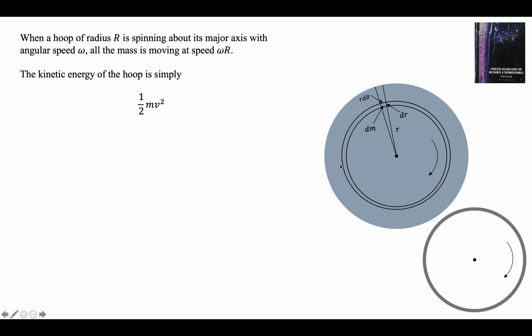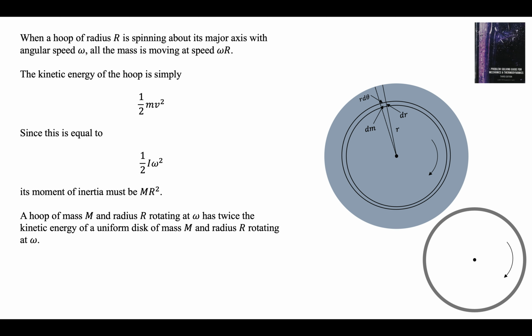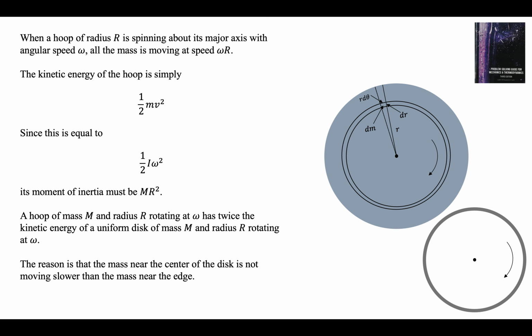So the kinetic energy is 1/2 mv squared because all of the mass is moving at v. You don't need to integrate. If we set this equal to 1/2 I omega squared, we get that the moment of inertia is m r squared, which you probably knew already because all of the mass is r away. So the moment of inertia must be m r squared. The reason why the moment of inertia of the disk is 1/2 is that the mass in the middle just isn't moving very fast. Here, all the mass is moving at v.